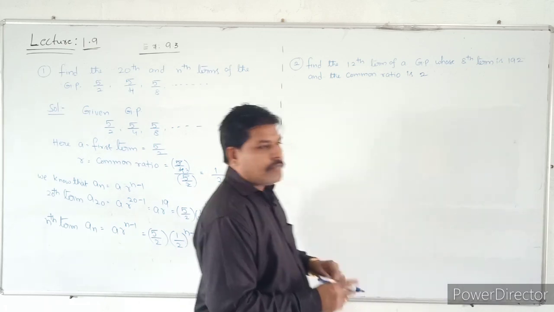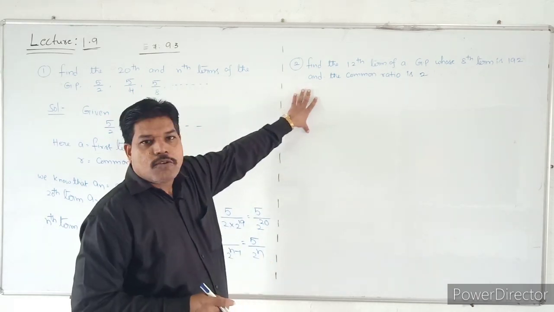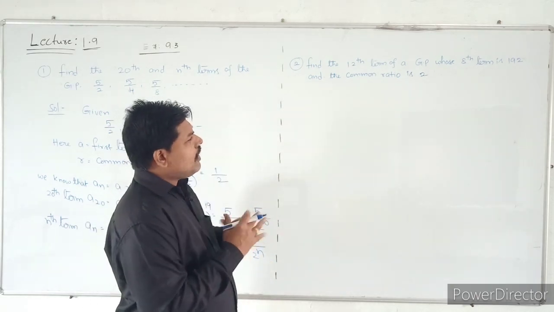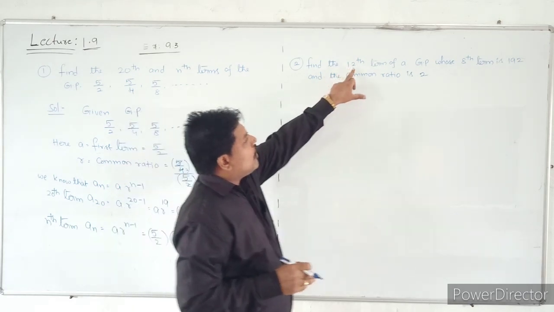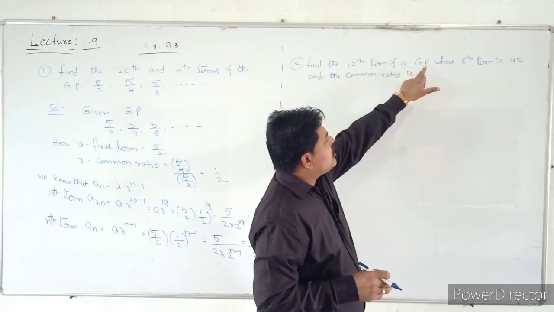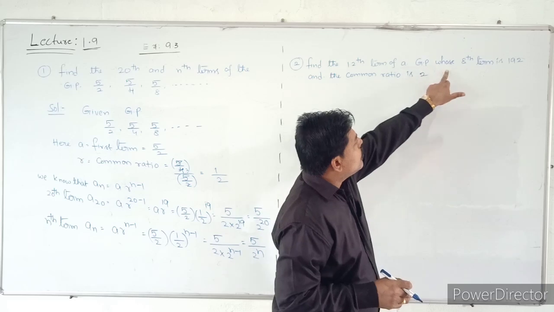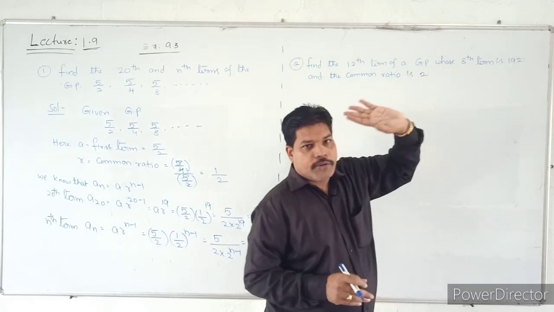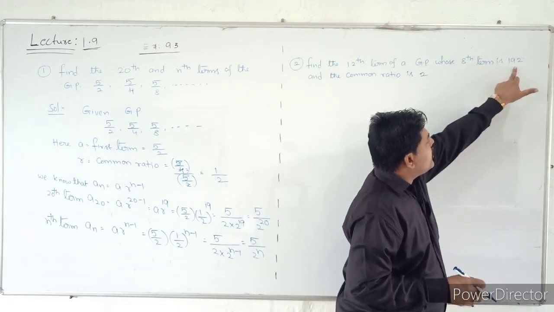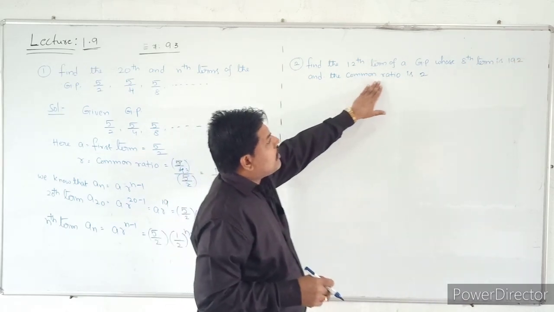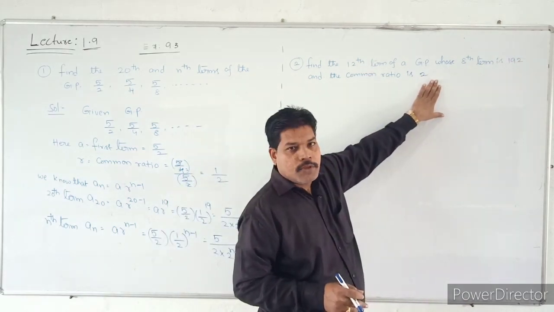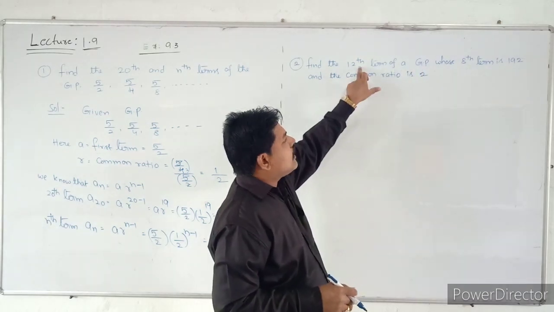Next, see the question number 2. So what is the question number 2? In the question number 2, you can observe: find the 12th term of a GP whose 8th term is 192 and the common ratio is 2. So what they are asking, you have to calculate the 12th term.